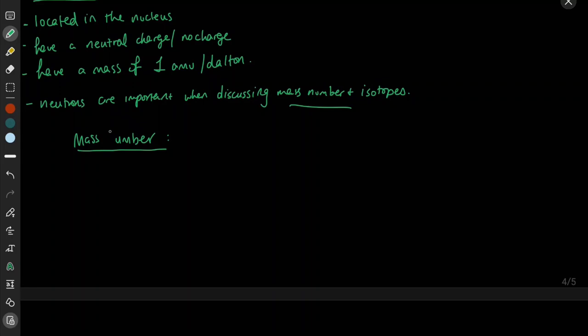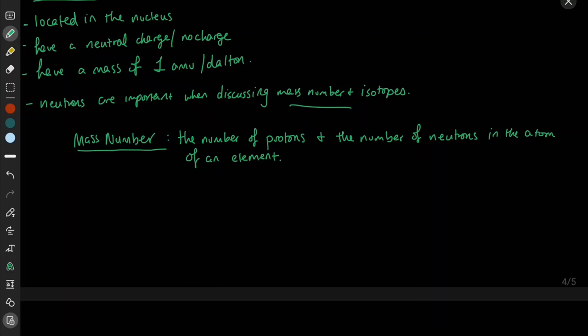So what's mass number? Mass number is the number of protons and the number of neutrons in the atom of an element. So again, the atomic number is the number of protons in the atom of an element, and the mass number is the number of protons plus neutrons in the atom of an element. So why is mass number important?